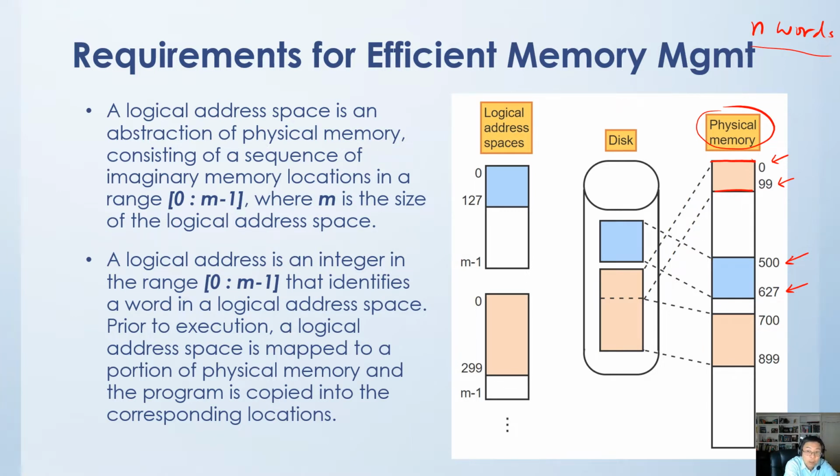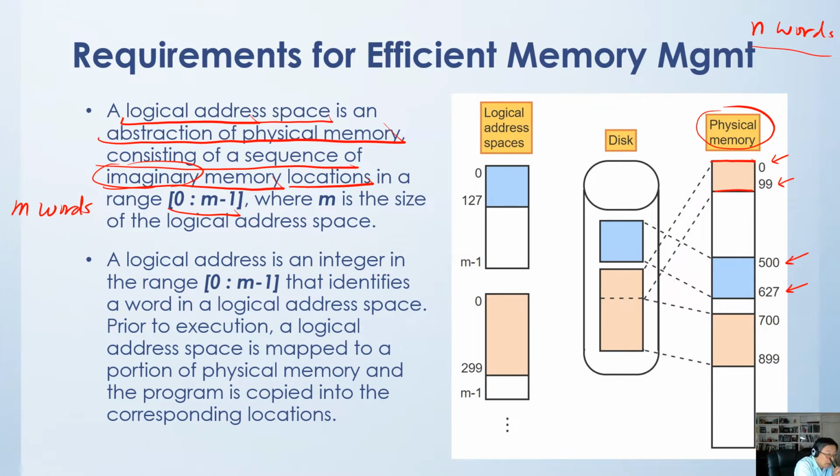Now, to facilitate program development and program loading, we're also going to introduce another concept. It's called the logical address space or logical memory. Logical address space is an abstraction of physical memory, consisting of a sequence of imaginary memory locations. Each logical address also has a range, for example, from 0 to m-1. So that means this logical address space contains m words.